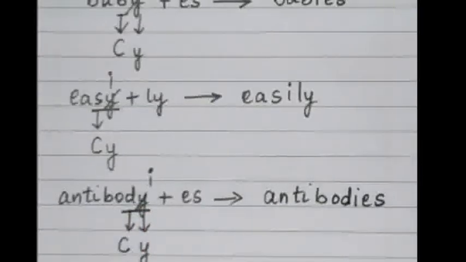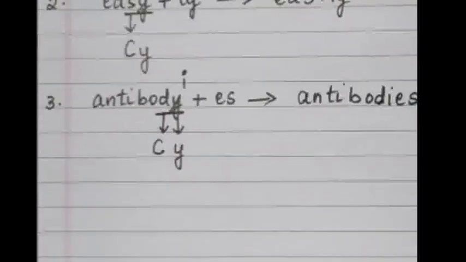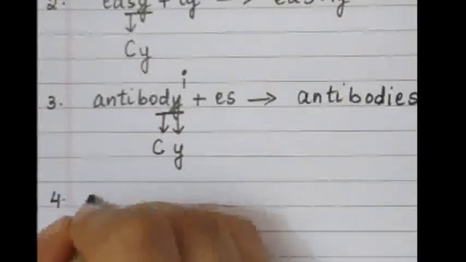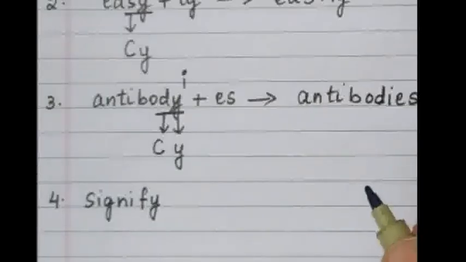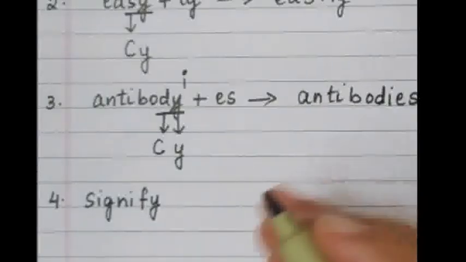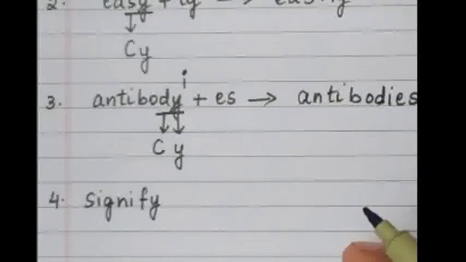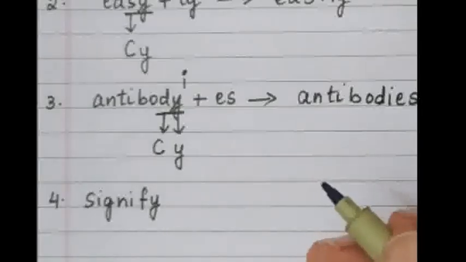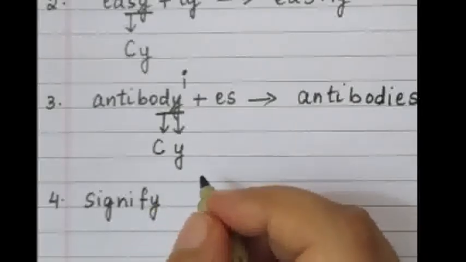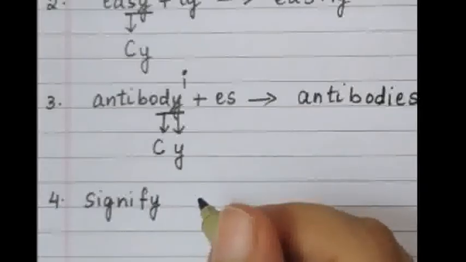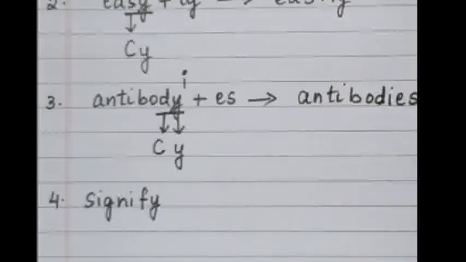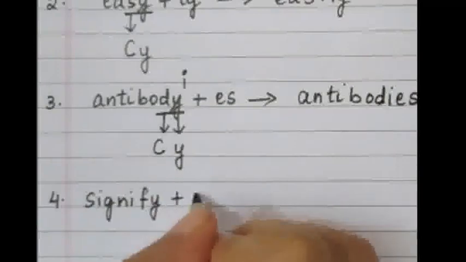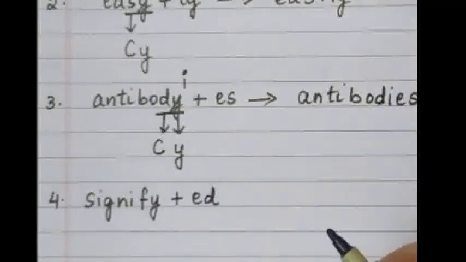Okay. Let's look at a little different example now. Let's look at the word signify. What does this signify? What does this show, or what does this show as important? Okay, now I want to convert this to past tense. Instead of saying what does this signify, I want to say what it signified was. So again, I want to add the suffix ed to convert it into a past tense.